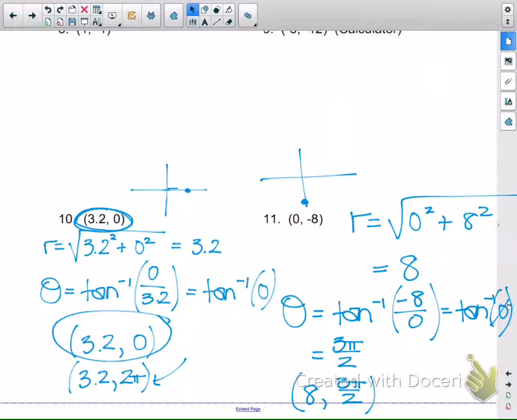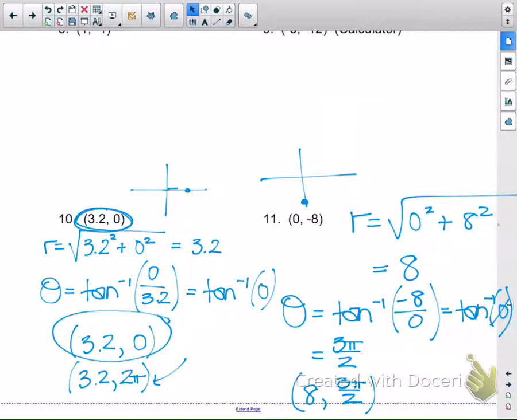All right, yes, you could use negative pi over 2 if you wanted to. You could use 3 pi over 2 if you wanted to. You could say negative 8, positive pi over 2. There's a lot of different ways to do that, so I'd have to check to see that your answer was appropriate. Any questions about converting x, y to polar?